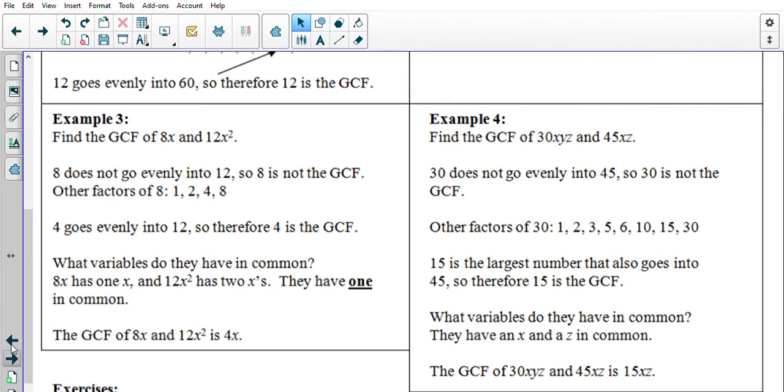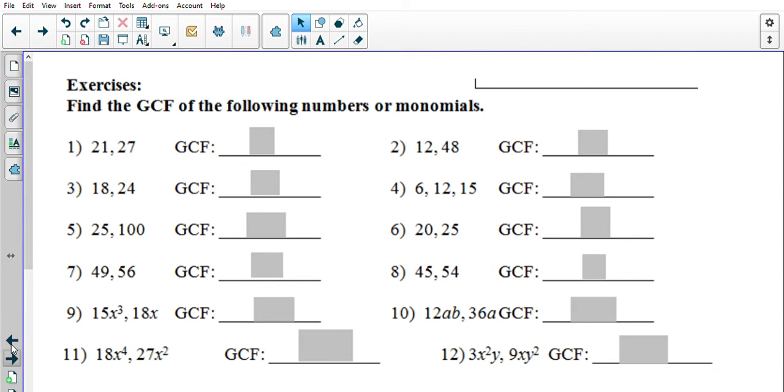All right, so let's start off with some examples of identifying the greatest common factor of two numbers or two monomials, or in the case of one of the examples, three numbers. So what about the GCF of 21 and 27? Think through these as we're working through. Pause the video if you need to, and we'll take a look at each.